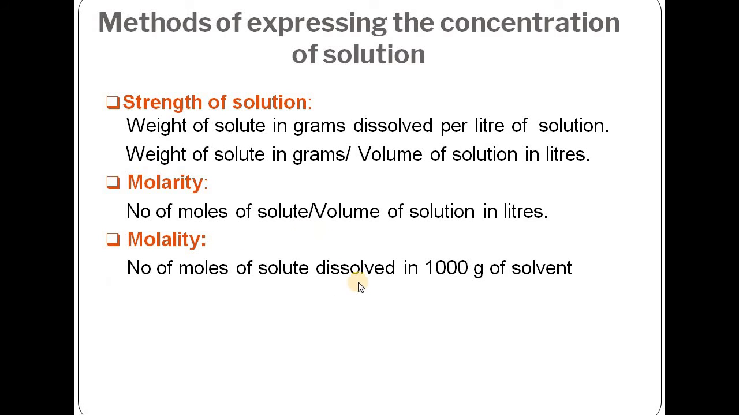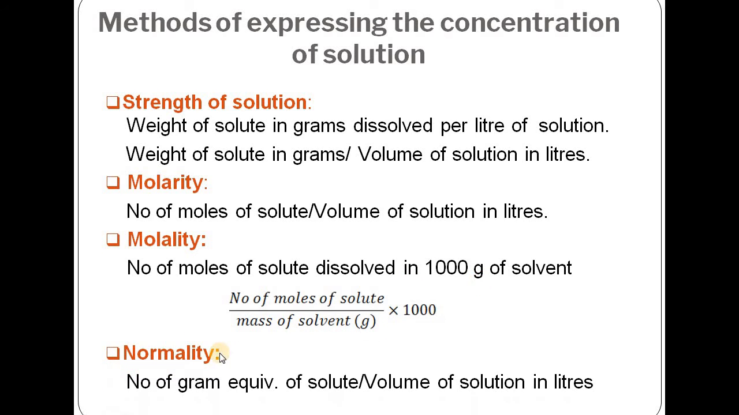Molality is the number of moles of solute dissolved in 1000 gram of the solvent, or you can say it is the number of moles of solute dissolved in 1 kg of the solvent. Normality is the number of gram equivalents of solute dissolved per liter of the solution.